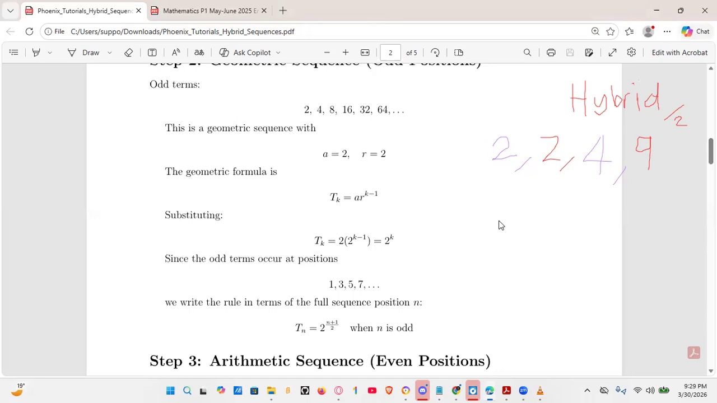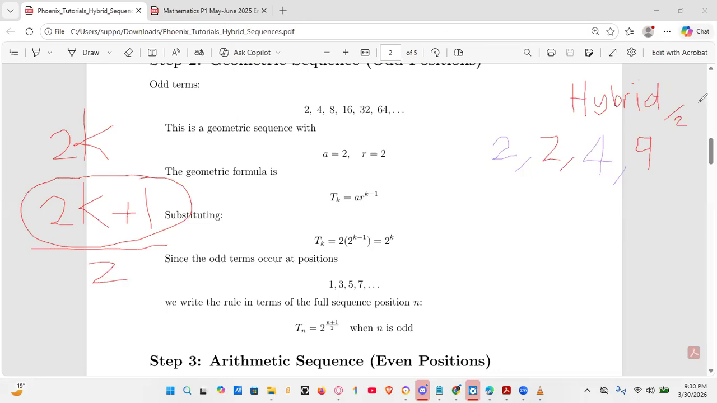So now, instead of writing it as 2 to the k, I'll write it as 2 to the (n plus 1) divided by 2. So why am I writing it like that? That's because in maths, an even number is defined as 2k. By maths, I mean pure maths on a global level. And an odd number is defined as 2k plus 1. So therefore, in this case, you have an odd position. We'll be dividing the odd position by 2.